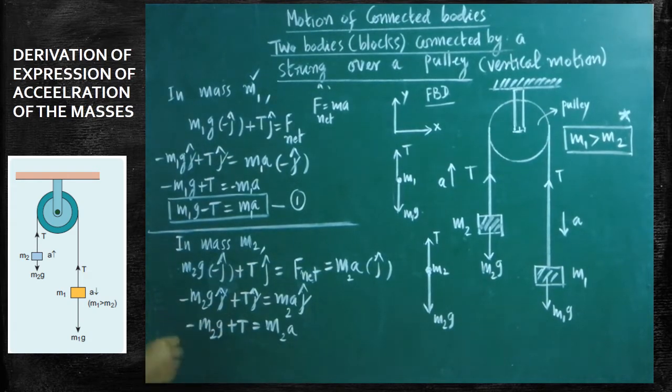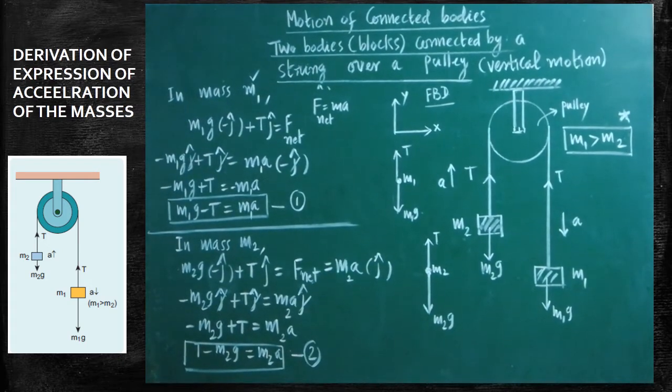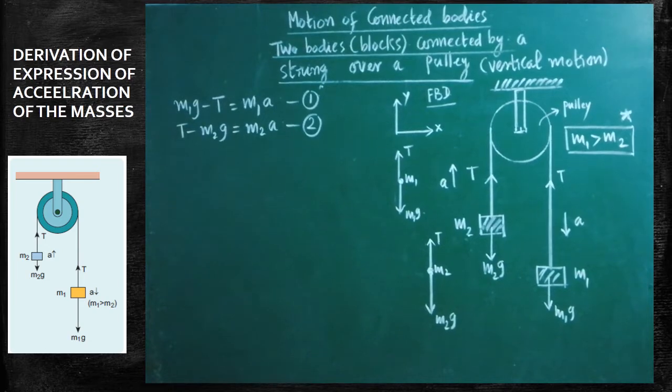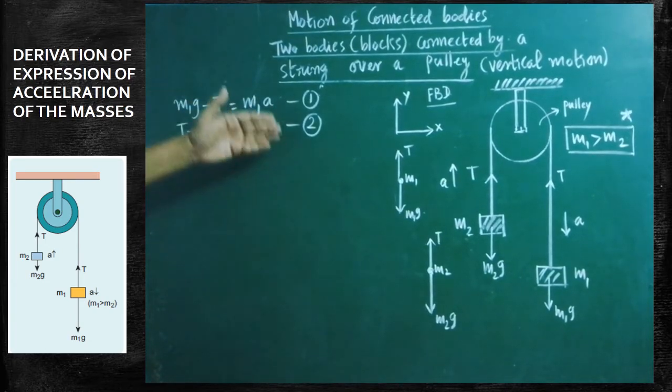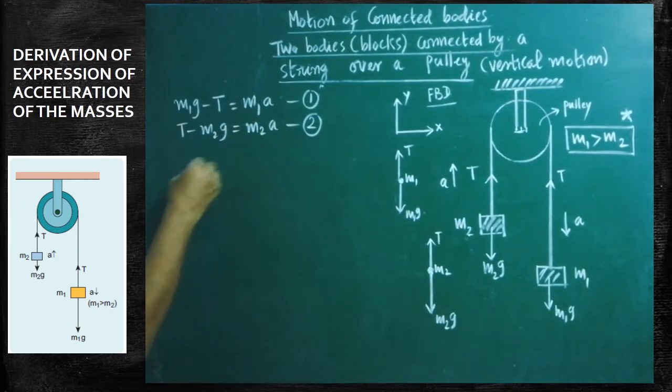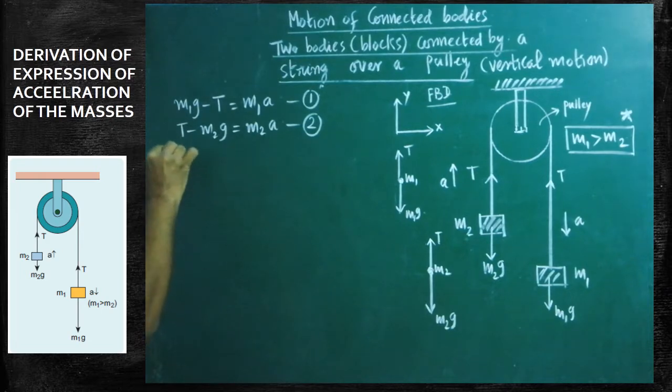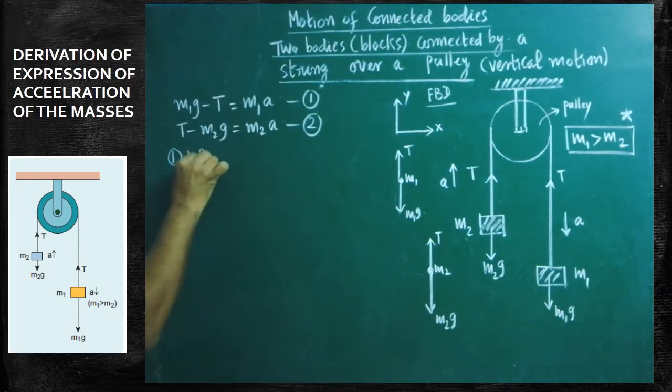Here we can interchange the formula. T minus m2g is equal to m2a. So this equation can be taken as second equation. Now equation 1 and 2 both are written here. Now we have to add both equation 1 and 2. Okay, 1 and 2 both have to be added.